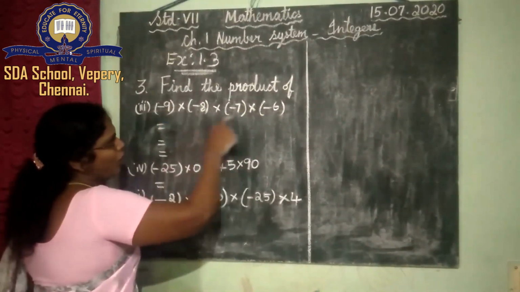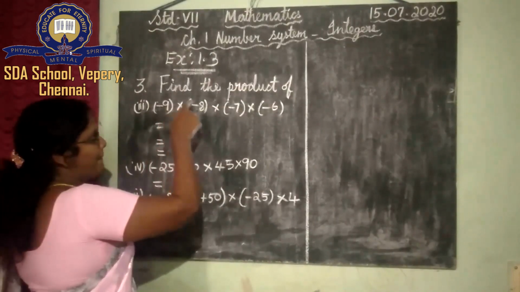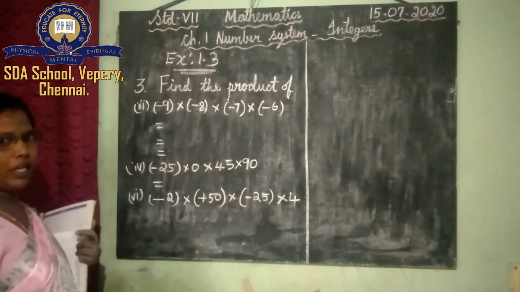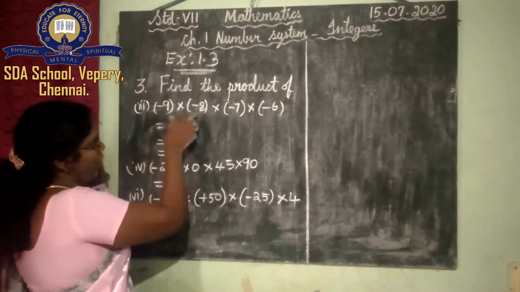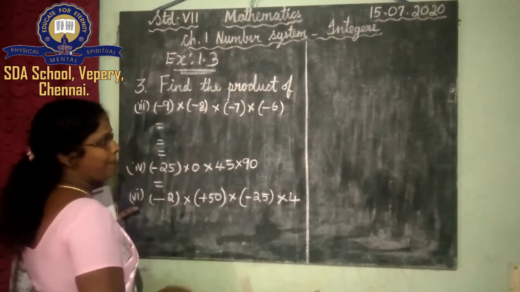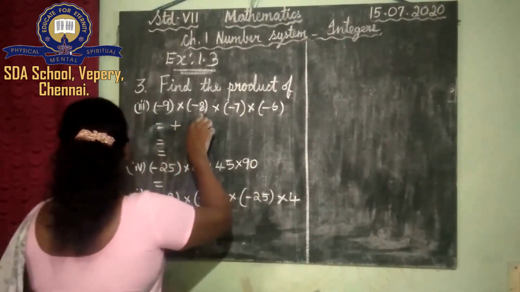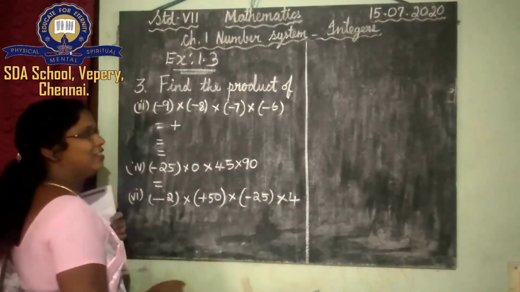You see, all are negative integers. Minus 9, minus 8, minus 7, minus 6. All are negative integers. So we'll solve 2 by 2. First I am going to multiply these two. Okay. Minus into minus, plus. 9 8s are? Come on, say 9 8s are?